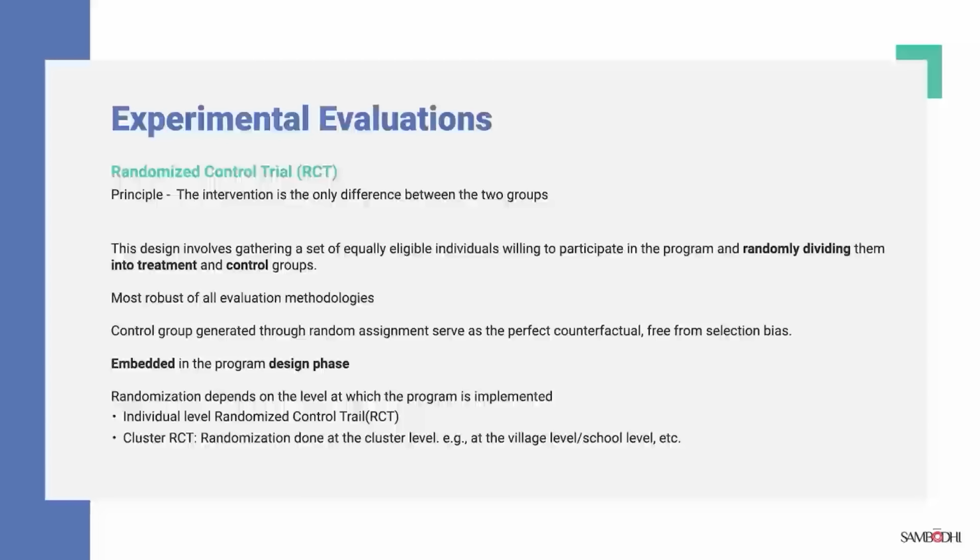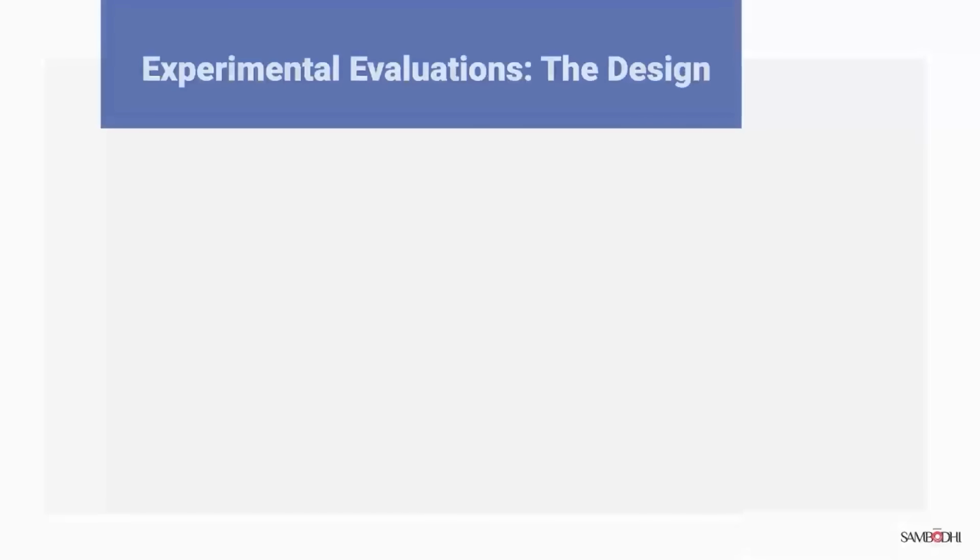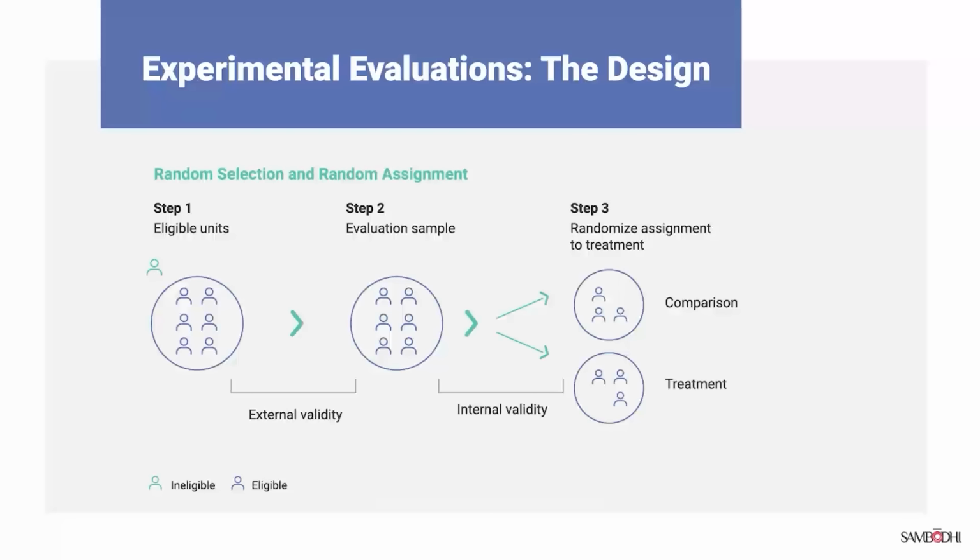The control group for this method is generated through random assignment to serve as the perfect counterfactual, free from selection bias. This randomization of groups depends on the level at which the program is implemented, such as through individual level randomized control trial and cluster RCT, such as the village level, school level, etc. The diagram on the screen explains how the random selection and random assignment is carried out for a study.